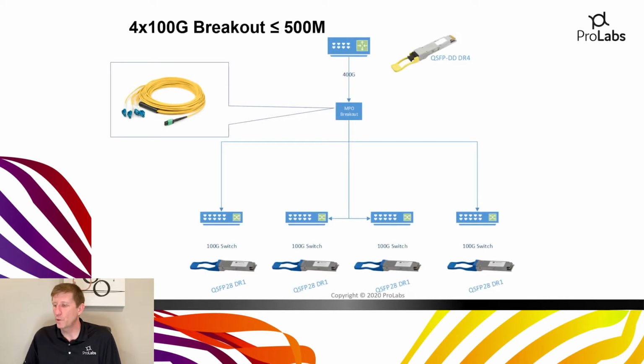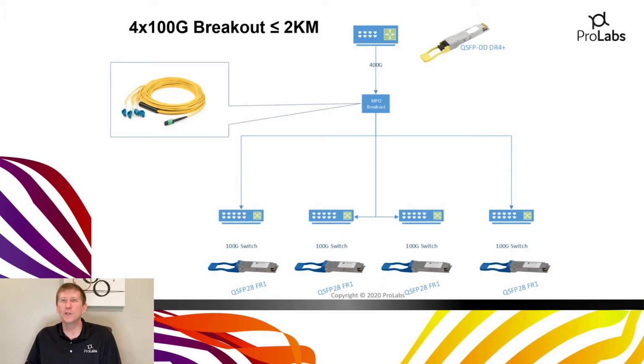Our first architecture we're going to look at here is just a 4x100 breakout, 500 meters. You may have a DR4 transceiver at the switch or network element, and you'll break those out with an MPO breakout cable. You'll go to 4 100 gig switches, pretty straightforward. Each one of those switches will have a DR1 transceiver. So a DR4 to 4 DR1 transceivers, pretty basic breakout.